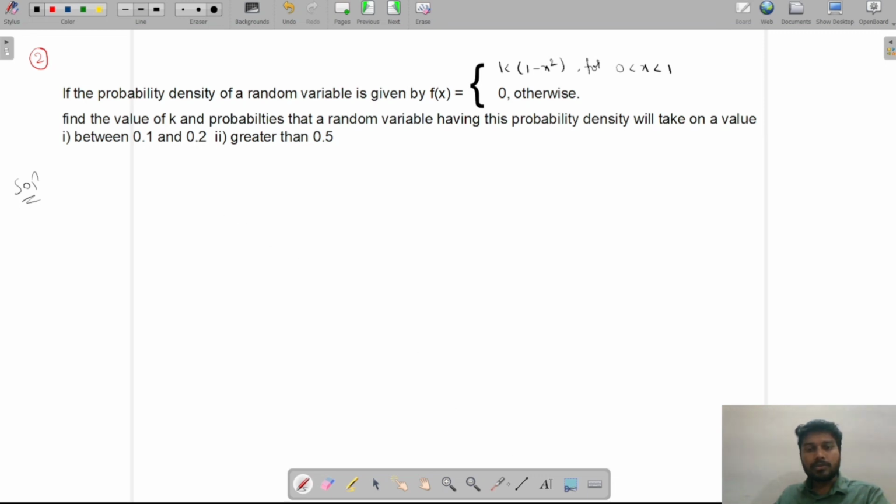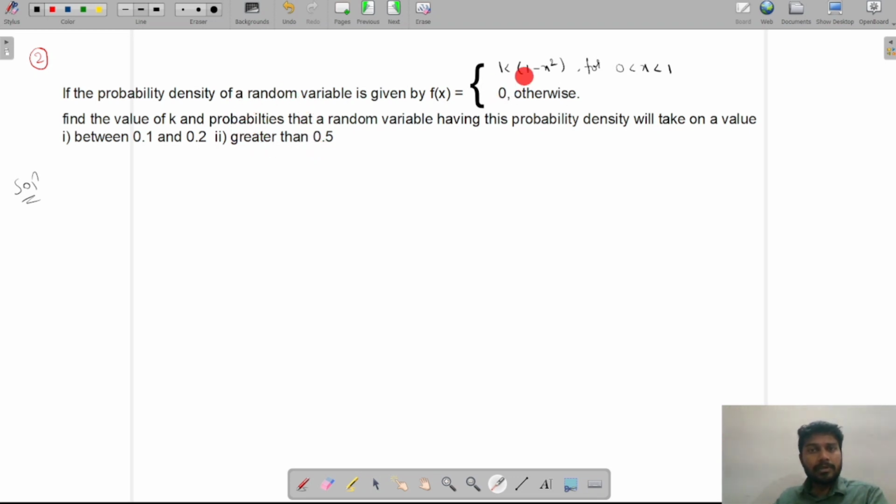So what is given in this question? Let's see now. If the probability density of a random variable is given by f of x equal to k of 1 minus x square for 0 less than x less than 1, 0 otherwise. Find the value of k and the probabilities that a random variable having this probability density will take on a value number 1 between 0.1 and 0.2, number 2 greater than 0.5. Okay, so this is the given question.